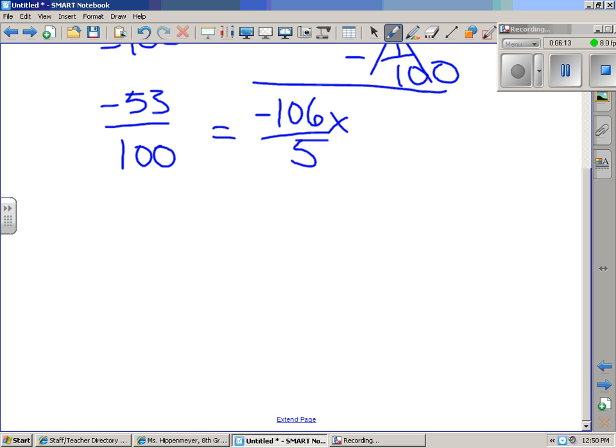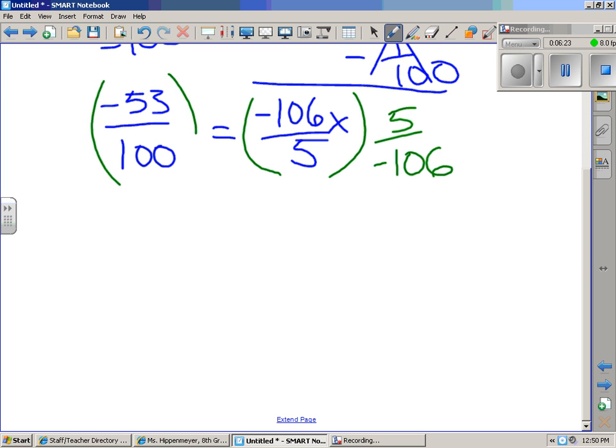And now to get this x alone, I can multiply each side by the reciprocal, which would be the same as dividing by negative 106 over 5. This just makes it go a little bit faster. Over here, I'm left with just 1x. And then on this side, I'm going to cancel diagonally. So 5 divided by 5, you get 1. 100 divided by 5, you get 20.